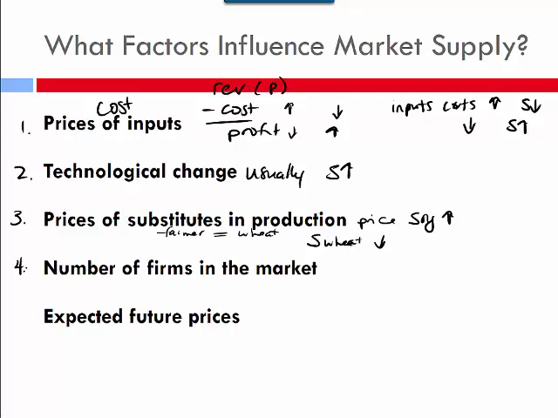And the expected future prices, we saw that one in demand as well, but now it works the opposite. So now if I'm a firm and I think the future price will go up, I will decrease the supply now because I want to hold off and sell it once that price goes up. If I think the future price is going to go down, I will increase the amount I'm willing to sell now because I want to sell it at the higher price before the price goes down. So the same thing, but if we all expect the price to go up in the future, the demand will go up, but the supply will go down at the same time because everybody's trying to maximize their own profit there.